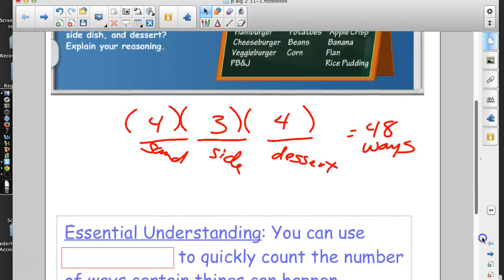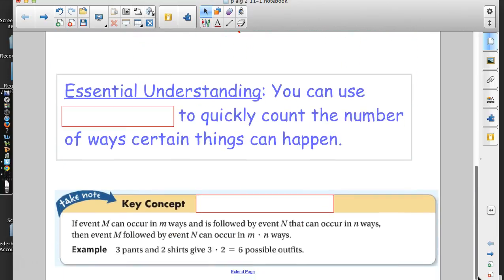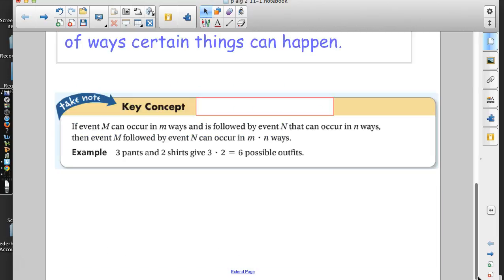So 48 ways. Essential understanding is we can use multiplication to quickly count the number of ways that certain things can happen. When they're really basic, like the one that we just saw, we can do that. So our key concept is the fundamental counting principle. And it's fundamental just to know that when you have separate events that all need to take place at the same time, so you want this and this and this to happen, you multiply. Think of them separately and you multiply.